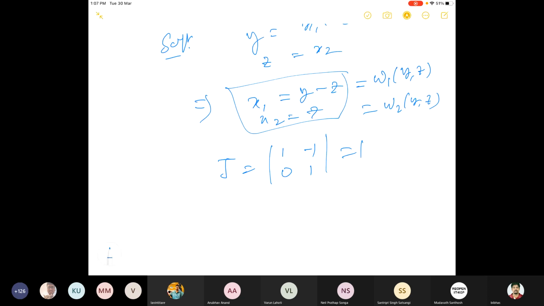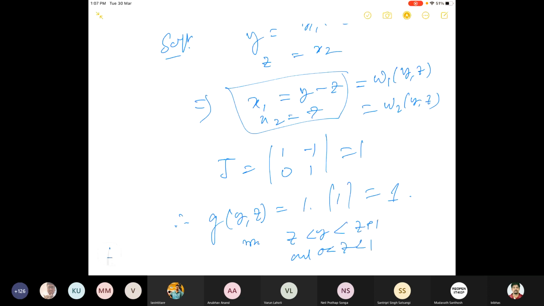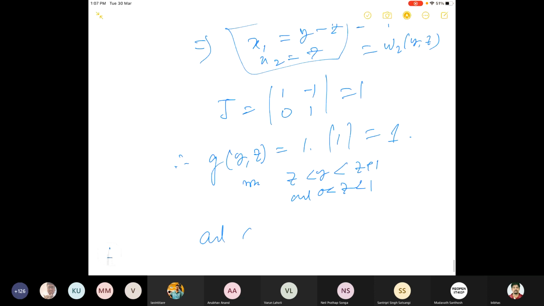Accordingly we'll say that g of y, z is 1 times mod of 1, which is nothing but 1, when z is less than y less than z plus 1, and 0 less than z less than 1, and 0 otherwise.